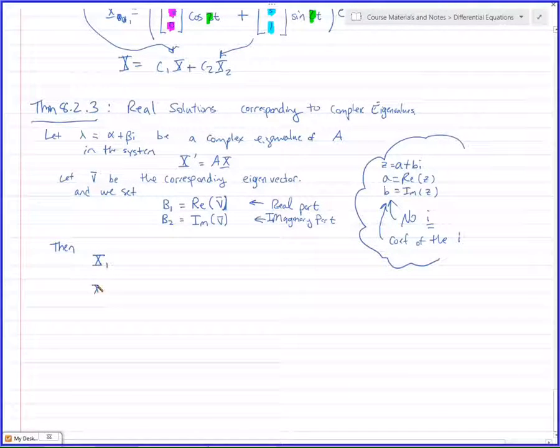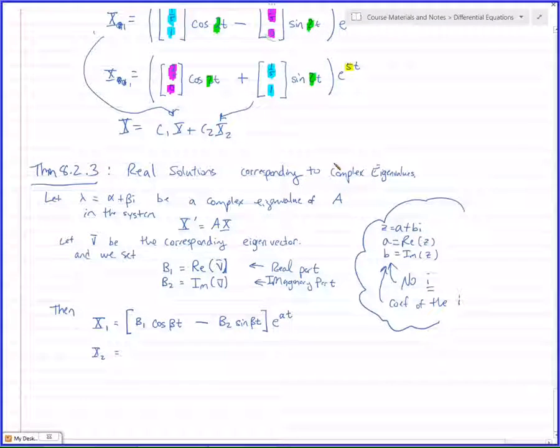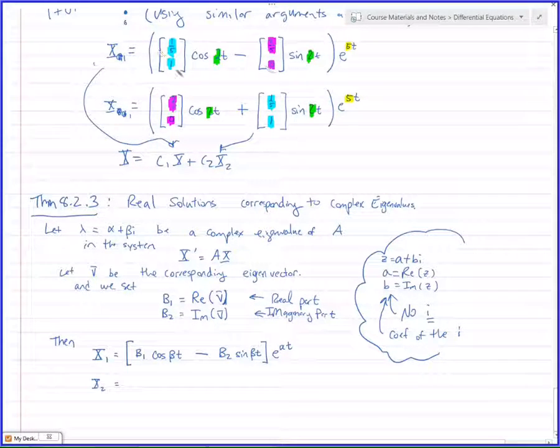So then x1 and x2, I'm going to write them both, are the two elements of the fundamental set of solutions. They're the linearly independent solutions that you can combine to get the general. Looks like this. B1 cosine of beta t minus B2 sine of beta t, e to the alpha t. It's exactly what this right up here looked like. It was the real part cosine of the imaginary part of your eigenvalue t minus the imaginary part, sine of beta t, e to the alpha t.